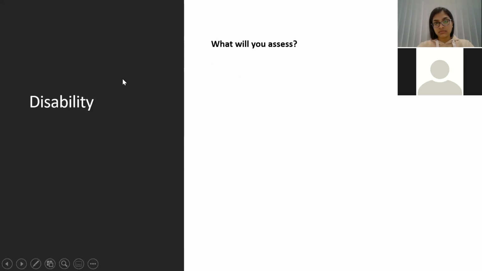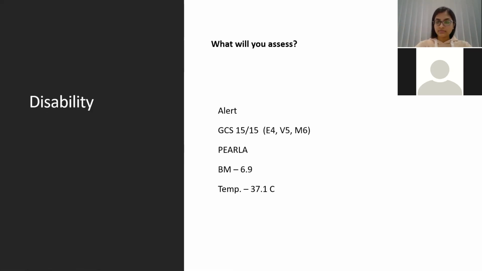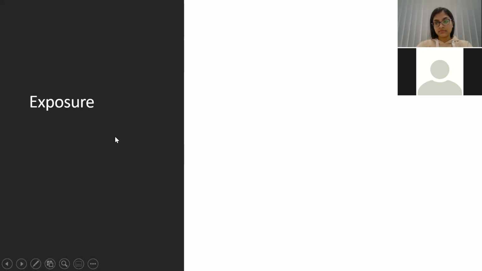You move on to disability, and the patient's alert, his GCS is fine, his pupils are equal, reactive, accommodating, his blood glucose is fine, his temperature is fine. So there's nothing else to assess in this scenario, because the patient's fine in disability section. When you come to exposure, is there anything else you guys want to assess in this patient? Any other examinations, any other parts of the body, anything else you particularly want to look for?